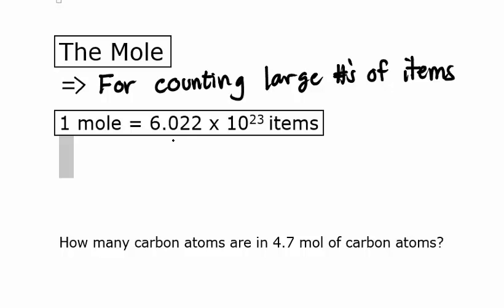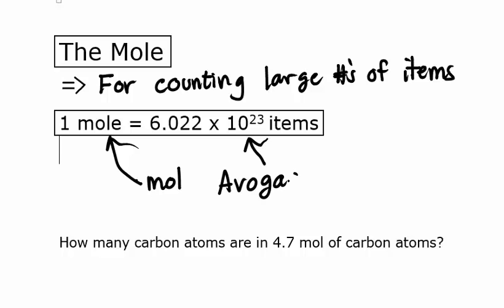So the mole is equal to 6.022 times 10 to the 23rd items. And that's a big number. We abbreviate the mole as mol. And this number, 6.022 times 10 to the 23rd, is known as Avogadro's number. Sometimes called N sub capital A for Avogadro.